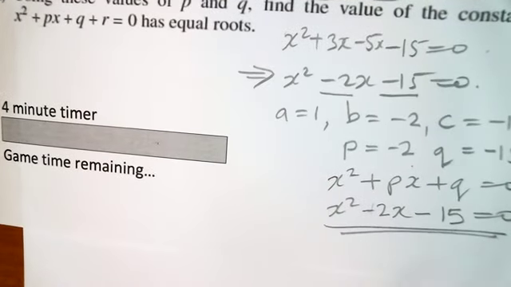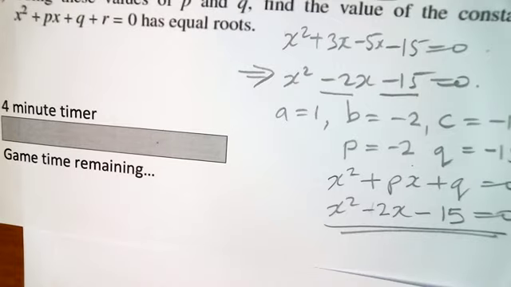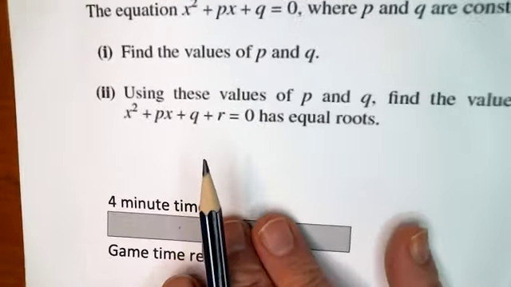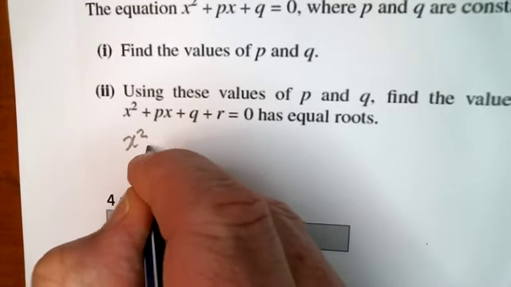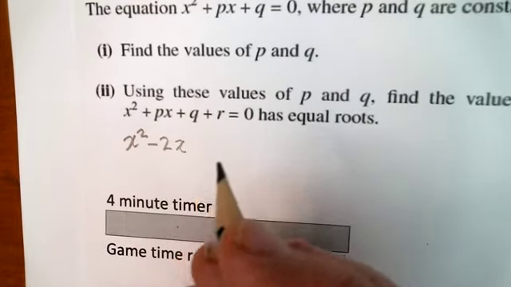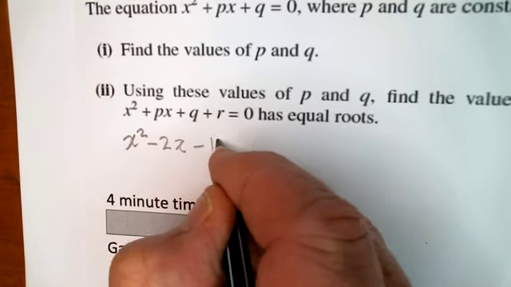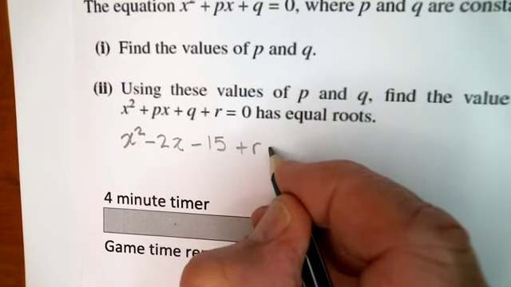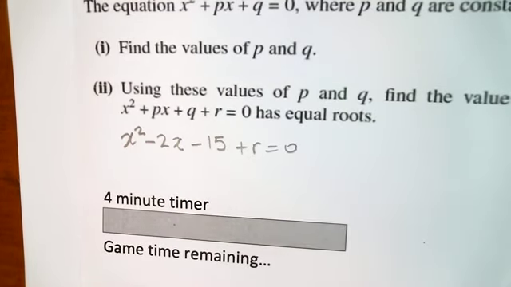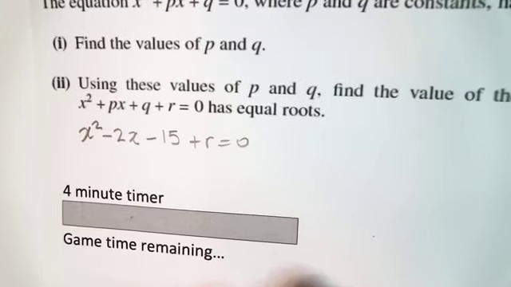So let's rewrite this. We've got it here, which is x squared minus 2x minus 15 is equal to 0. So let's add that over on this sheet here. So I'm going to write it over here. So we're going to have x squared minus 2x, and we've got minus 15 is 0. But this time I'm going to say plus r is equal to 0. Okay, so we're told that the roots are equal.